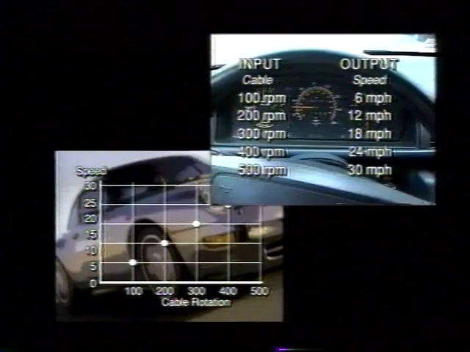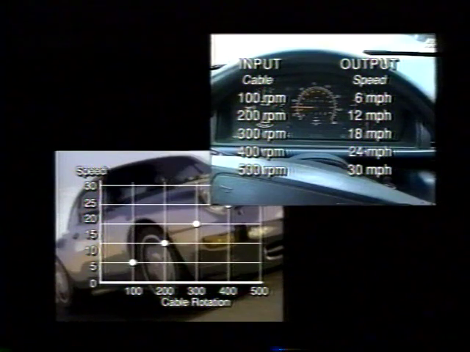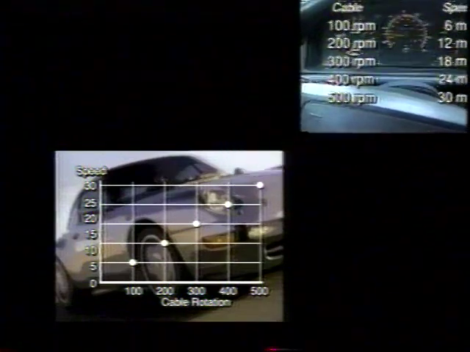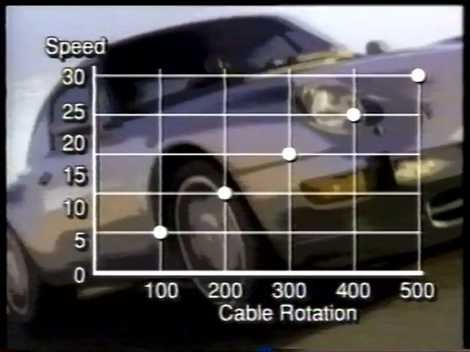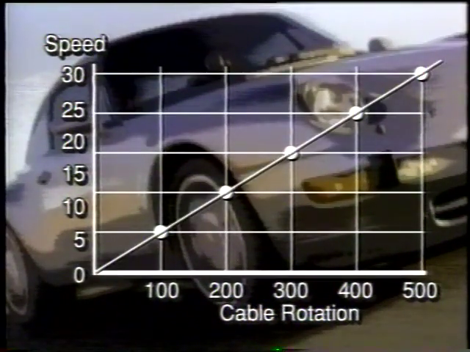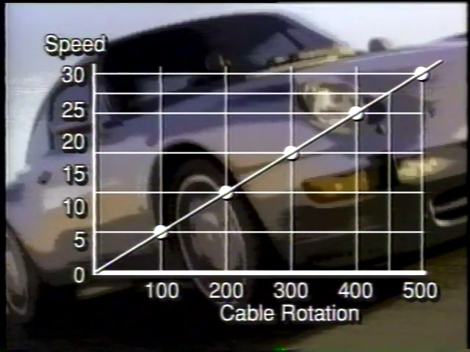The graph and the table both display a pattern in the relationship between cable rotation rate and vehicle speed. That is, vehicle speed increases as the rotation rate increases. But the graph visually demonstrates the relationship. Using this graph makes it easy to predict the speed of the car at any RPM. How fast is the car going when the cable is turning at 450 RPM? It's 27 miles per hour.